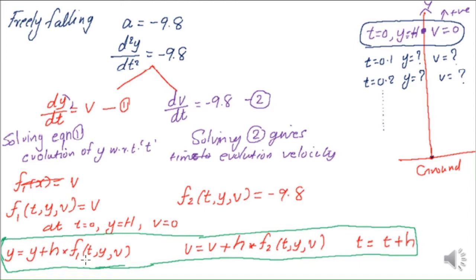y is equal to y plus h into f1, this is the function f1 of t comma y comma v. We solve this to get v, and we calculated the new time like this.